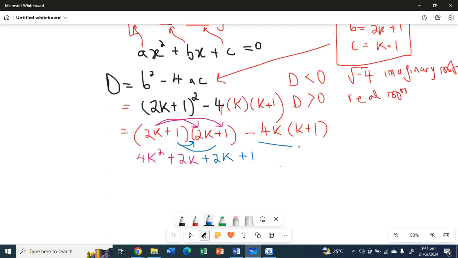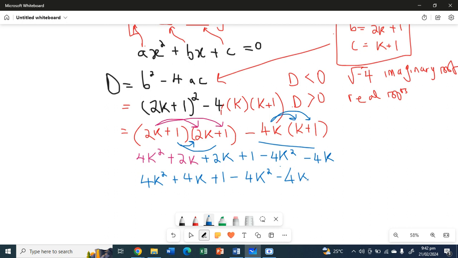Then here we also expand: negative 4k times k gives us negative 4k squared, and negative 4k times 1 gives us negative 4k. So we simplify here: we have 4k squared, 2k plus 2k gives us 4k, plus 1, minus 4k squared, minus 4k.